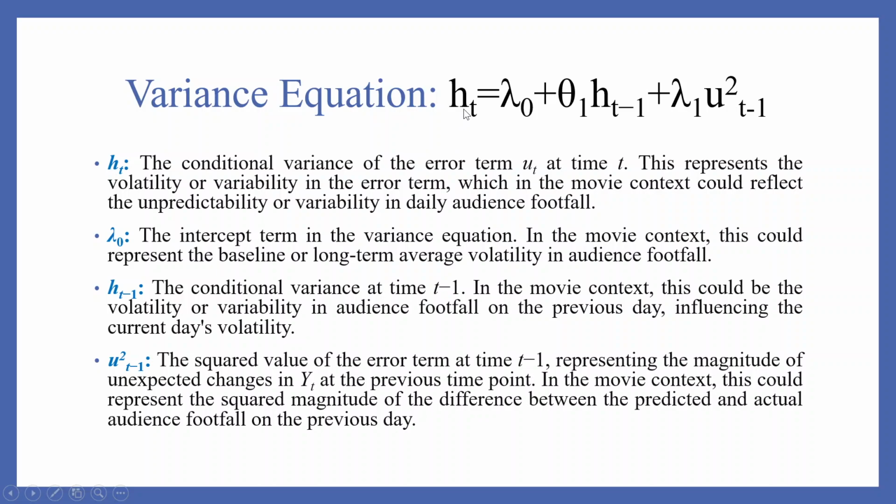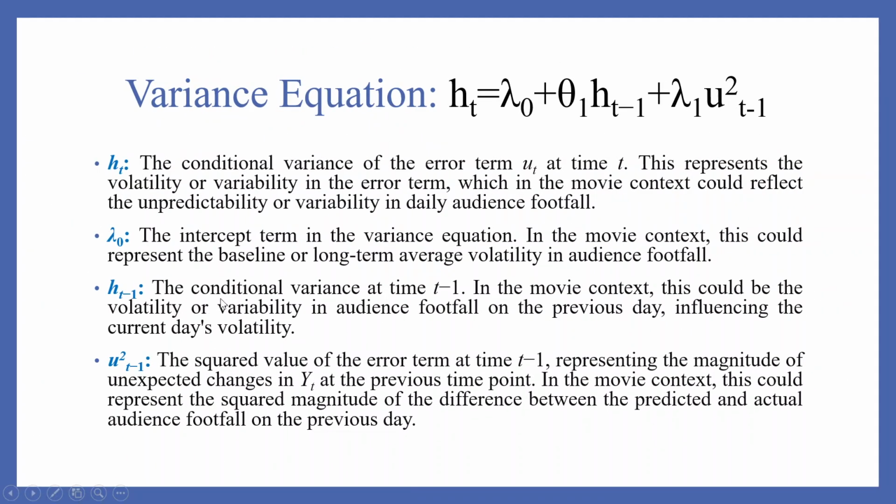I'm talking about this ht. So volatility or variability in the error term, which in the movie context could reflect the unpredictability or variability in daily audience footfall. Lambda 0, the intercept term in the variance equation, this one. In the movie context, this could represent the baseline or long-term average volatility in the audience footfall.